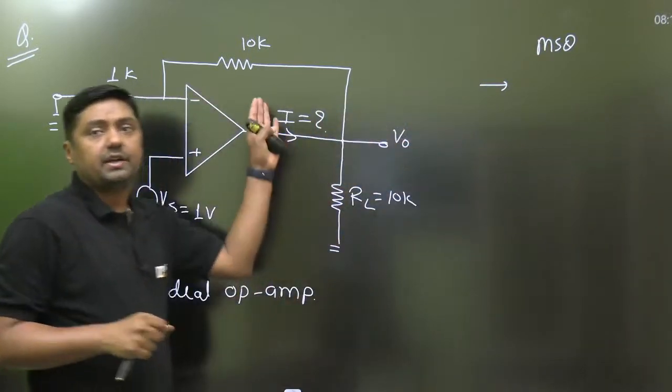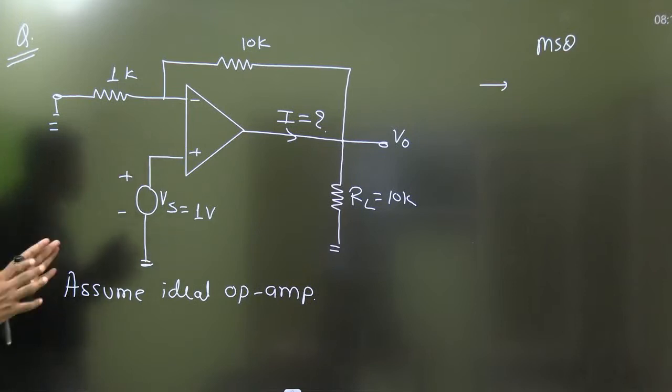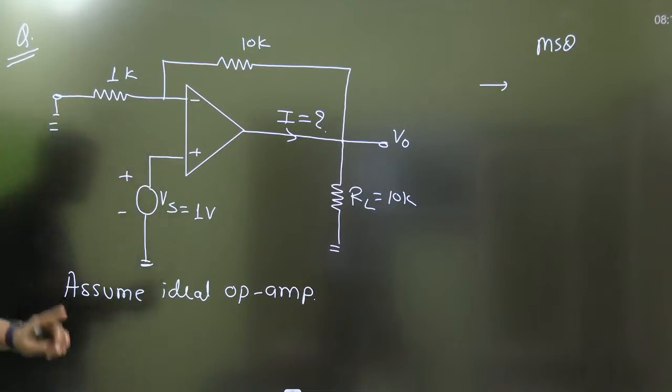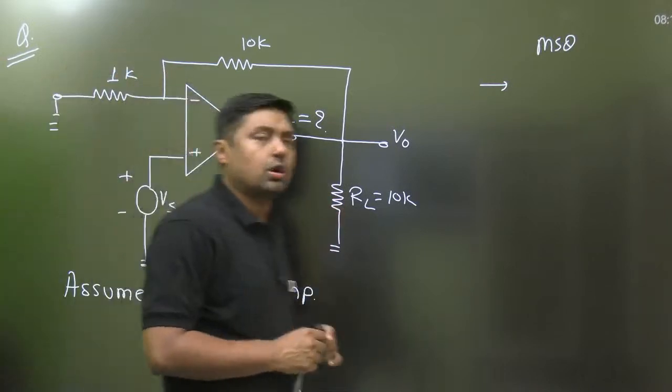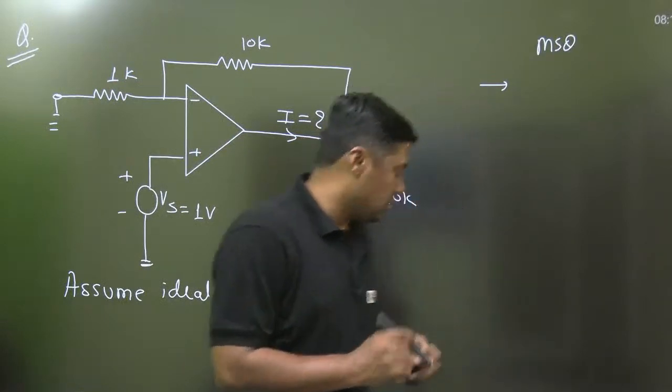Then the second one: what is the current in this diagram? What will be the current? If you want to calculate, everyone use your rough copy and try to solve this question. I am going to solve it, and you give your answer in the comments box. This is 1 volt, 10 kilo ohm, 1 kilo ohm, RL is equal to 10 kilo ohm. It is given. So what is the method here?